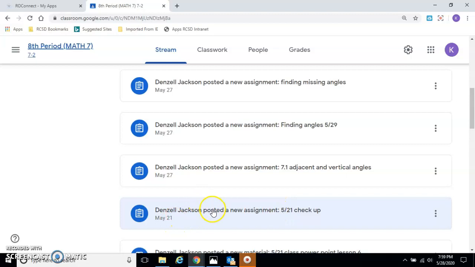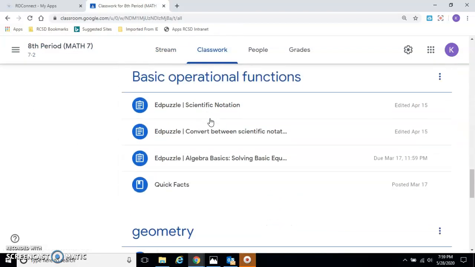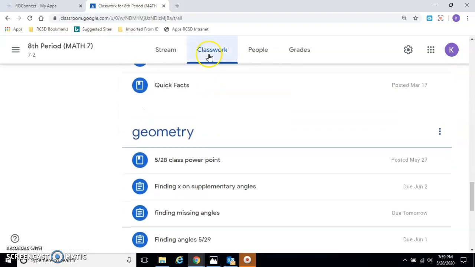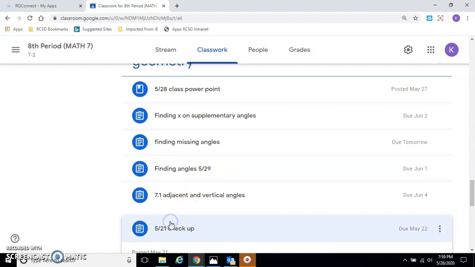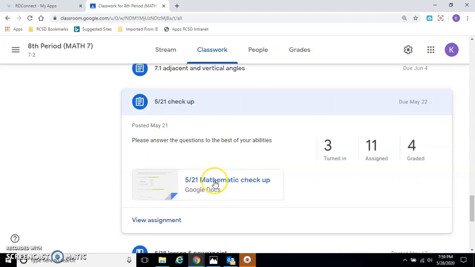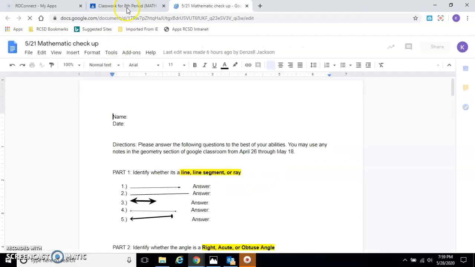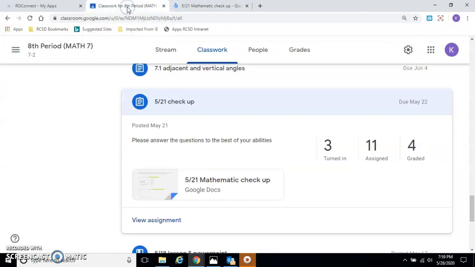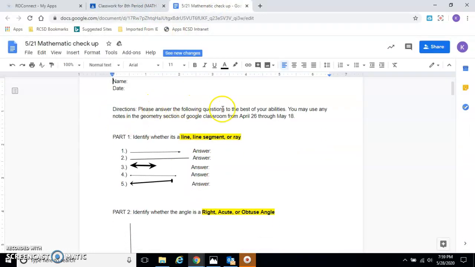It was posted on May 21st. Or you can find it by going to classwork, finding geometry, and it's in here in geometry, the 5/21 or May 21st checkup. You want to open this up. In here, the first thing, directions: please answer the following questions to the best of your abilities. You may use any of the notes in the geometry section of Google Classroom from April 28th through May 18th.